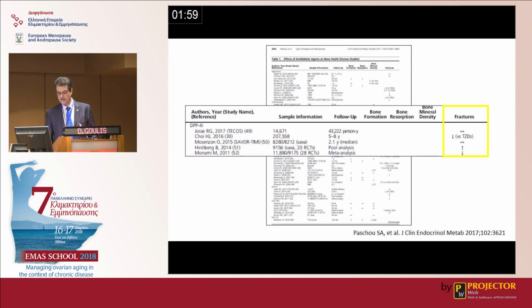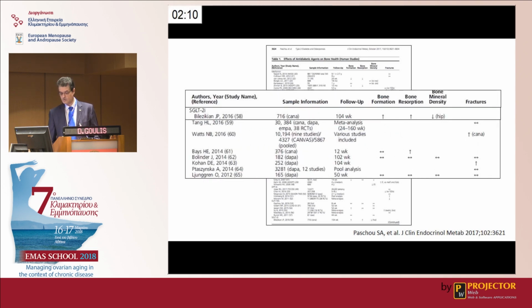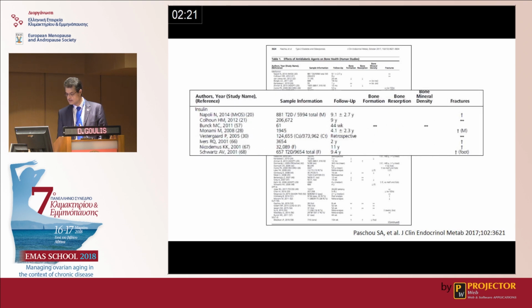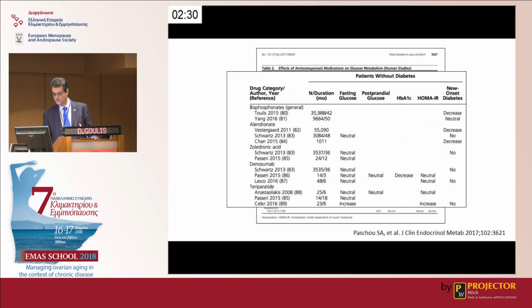The effect of DPP-4 inhibitors is rather neutral. The effect of GLP-1 analogs is rather neutral, although it depends on the medication. And of course, the effect of the new type of medication, SGLT2 inhibitors, is rather not good. I put it in red color. Insulin does not have a beneficial effect on bone as well, as it increases the possibility of fracture.